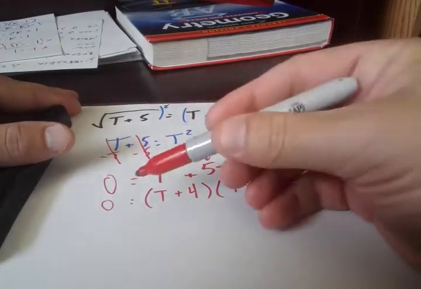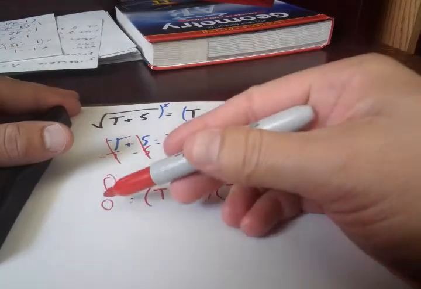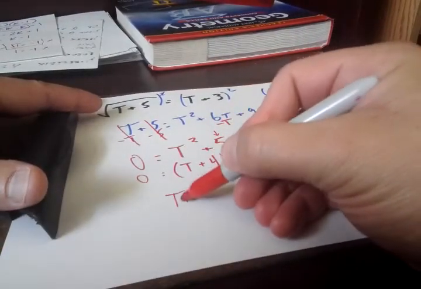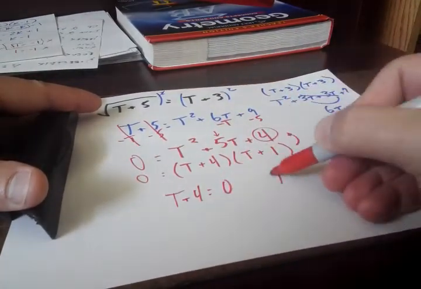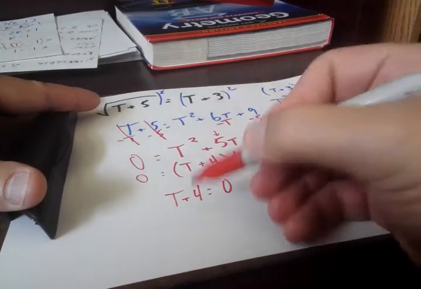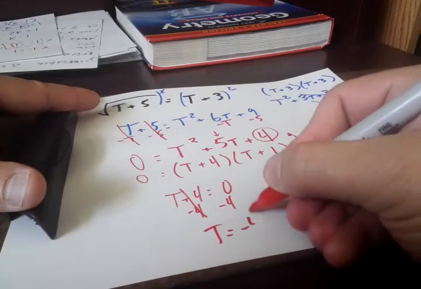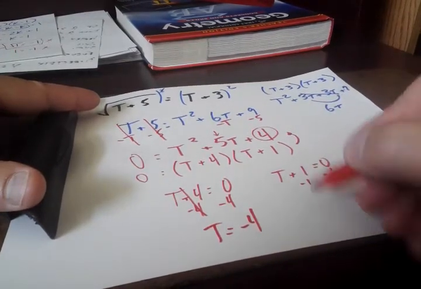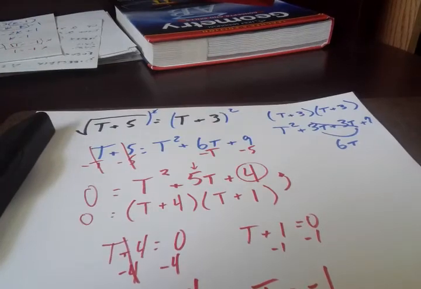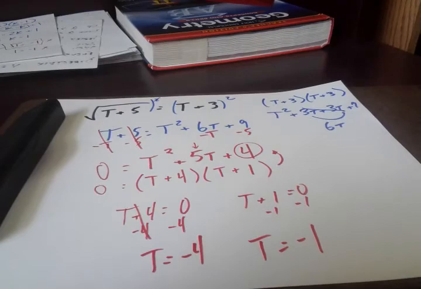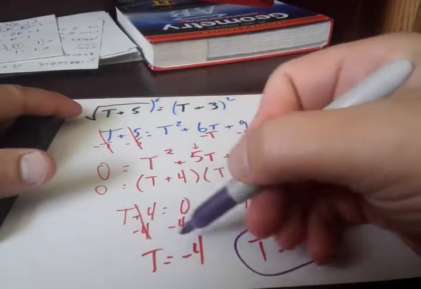Remember, when we have two sets of parentheses or we have two polynomials that equal 0, we set them both equal to 0. All right? We'll subtract 4 on both sides, which is t equals negative 4. And we subtract 1 here, and we get t equals negative 1. Now, remember, we must check our answers. Oops, must check our answers here, okay? This one and this one.